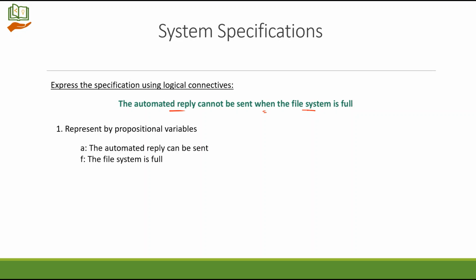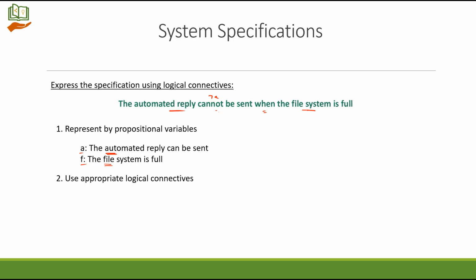So we are splitting it into two sentences. One statement will be the automated reply can be sent. You should not take the not part. It is going to involve the negation operation. The file system is full is taken as the other proposition. So automated reply is denoted as A. File system is denoted as F. Now the second step. We have to use appropriate logical connectives. So what is the first connective that we have to apply here? Cannot. So it is going to be negation of A.